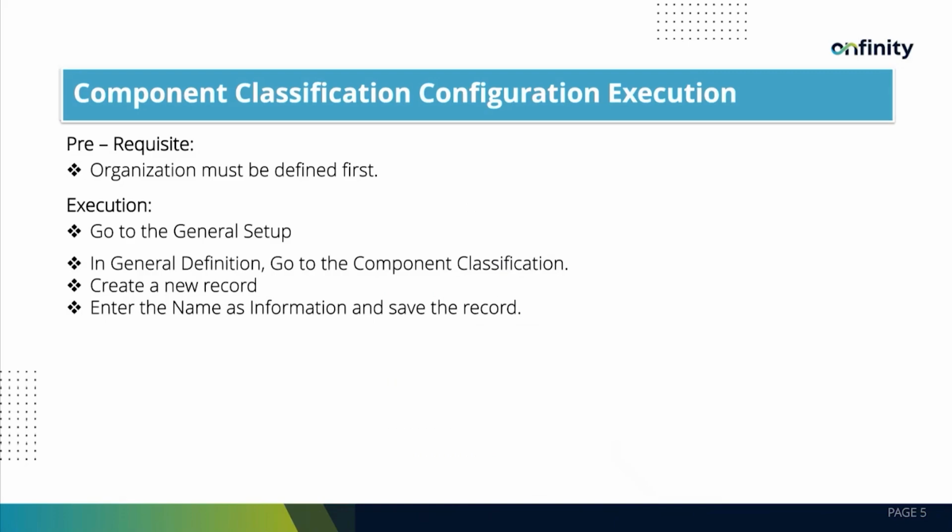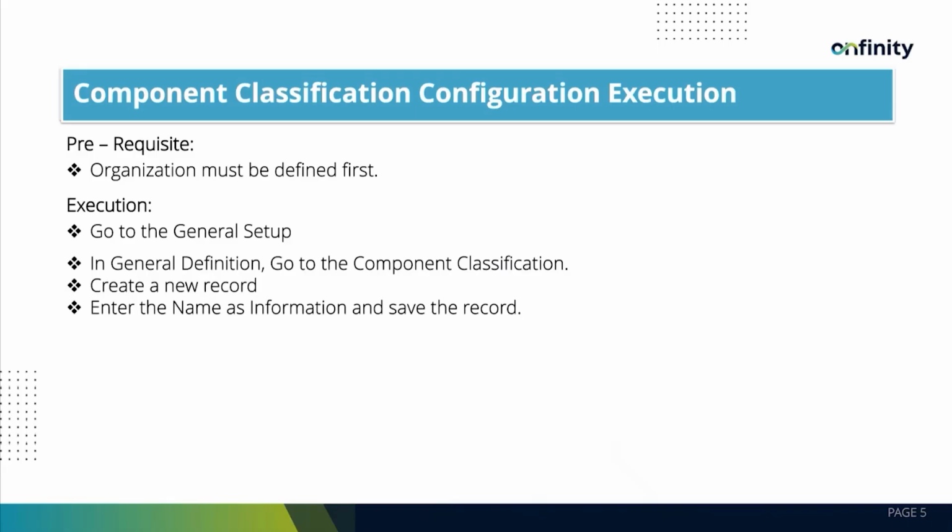To begin, navigate to the HR Management folder. Then, open the General Setup and click on Component Classification to proceed. Next, select the appropriate organization. You will then enter the classification name as Information. Add a description if it is required. Finally, click Save to complete the record.